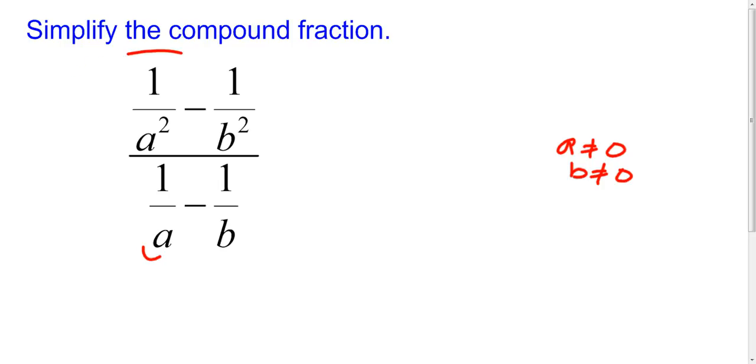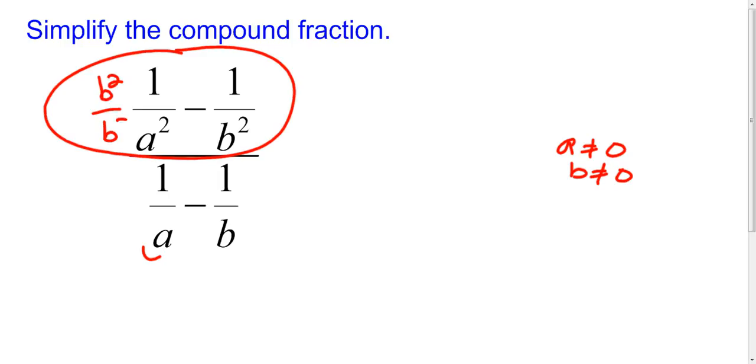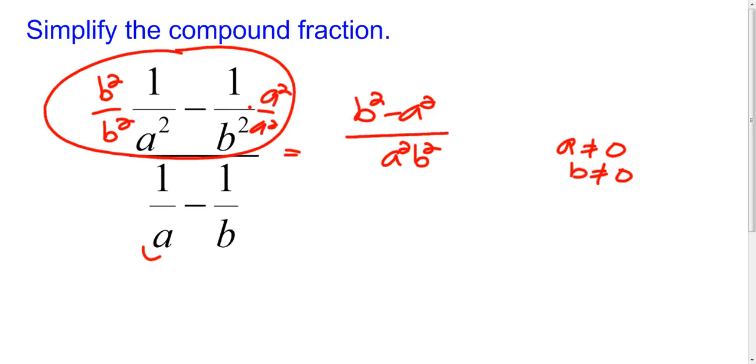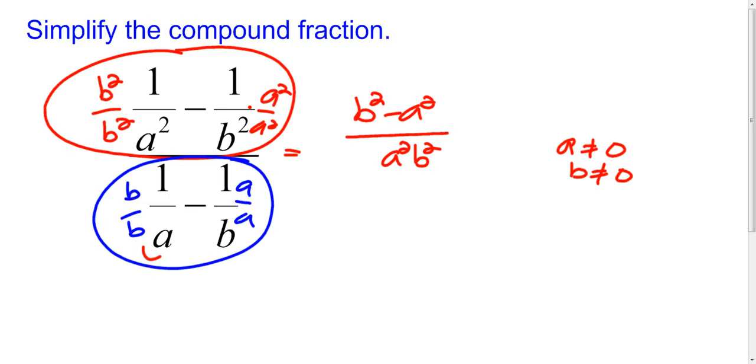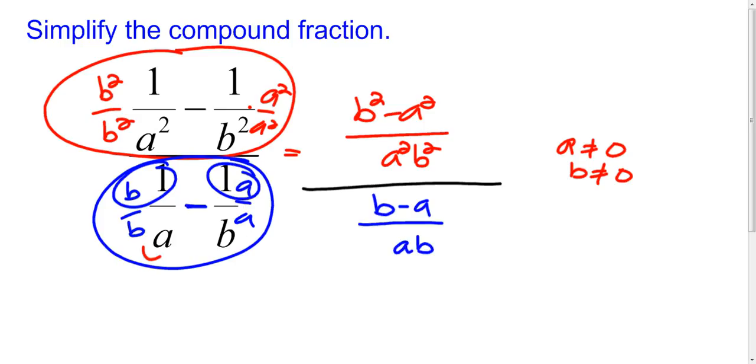Get common denominators. I'm going to look at just this piece first. Here, I will need to multiply this side by b squared over b squared, so that I have common denominators. Here, a squared over a squared. So I have b squared minus a squared over my common denominator, which is a squared b squared. Down here, I need to multiply that by b over b, and this one by a over a, so that I get common denominators. And then I will have b minus a over my common denominator, which is ab.